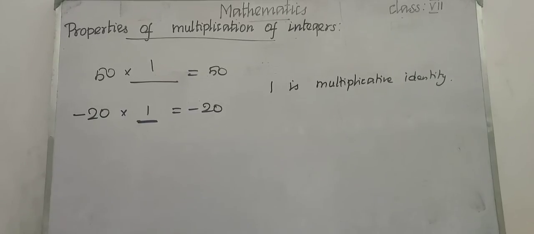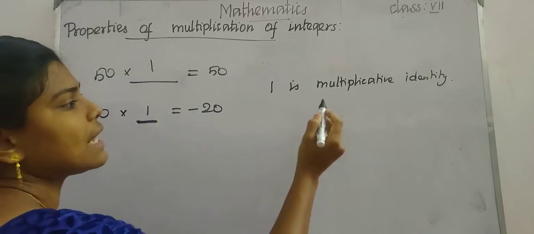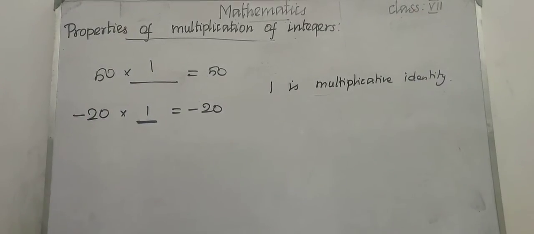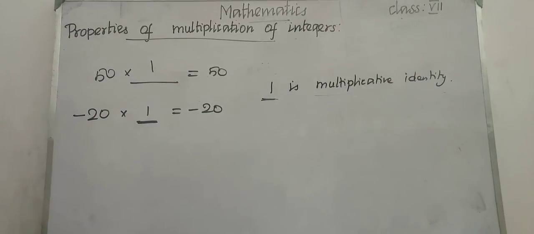So, we have learnt about the 4 properties. What are all the properties? First one is closure property, and the next one is commutative property. And then the third one is associative property. At the last, we have learnt about multiplicative identity. So, what is the multiplicative identity? 1. Okay, 1 is the multiplicative identity.